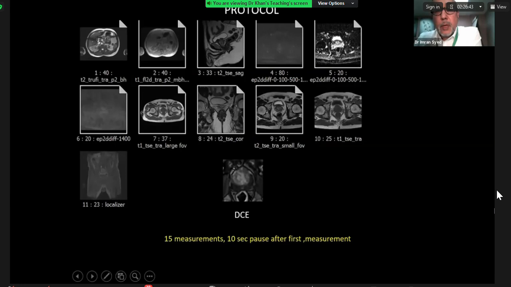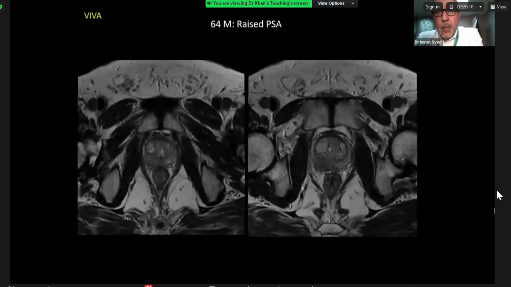The addition, if you'd like, is dynamic contrast enhanced imaging, which essentially are multiple sequential measurements, and this is important, that are taken post-contrast at 10 second intervals, and that defines the dynamic contrast enhancement nature of the prostatic parenchyma, and anything that shows early enhancement is indicative of something inflammatory or malignant. Now, this is a Viva case. It's a 64-year-old male with a raised PSA. What do you see, please?